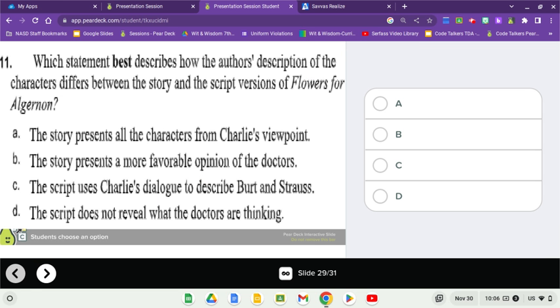Last one. Which statement best describes how the author's description of characters differs from the story and the script versions of Flowers for Algernon? Another one that speaks directly to our learning target today. Is it A, the story presents all the characters from Charlie's viewpoint? B, the story presents a more favorable opinion of the doctors? Is it C, the script uses Charlie's dialogue to describe Bert and Strauss? Or is it D, the script does not reveal what the doctors are thinking? Take a moment, please.